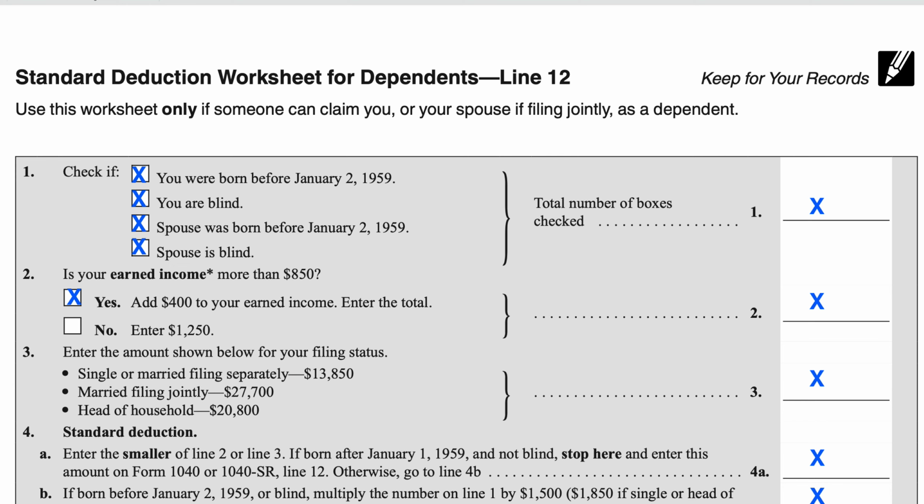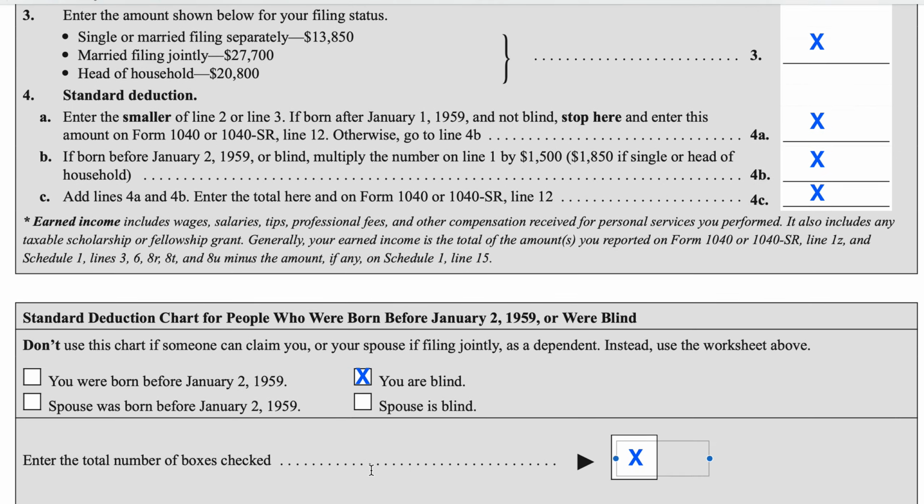In this video, we'll be going over the standard deduction worksheet for dependents, line 12 of the IRS Form 1040. You can find this worksheet in the form instructions themselves. It's relatively straightforward. However, it is on a page that makes it a little bit confusing, and I'll explain why.